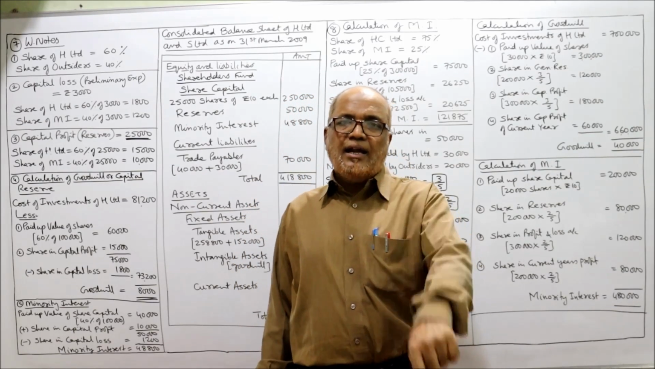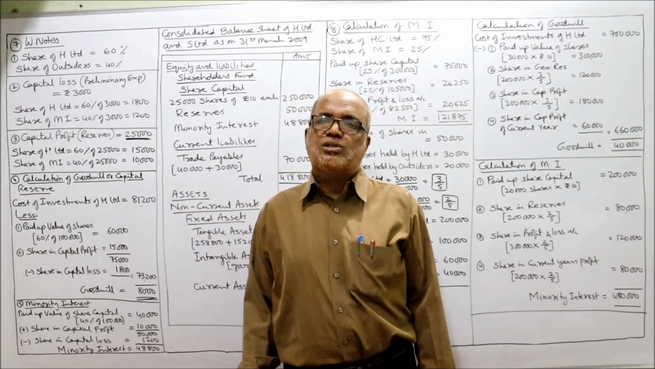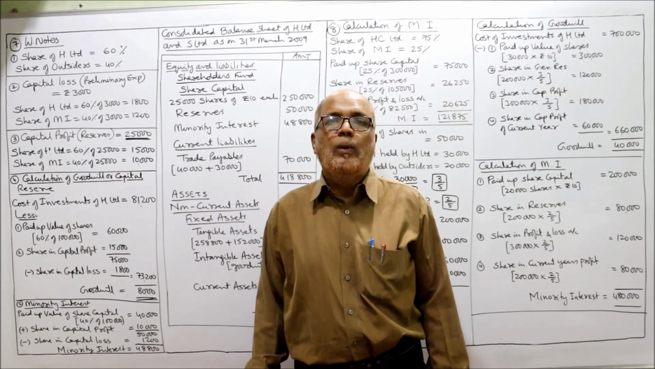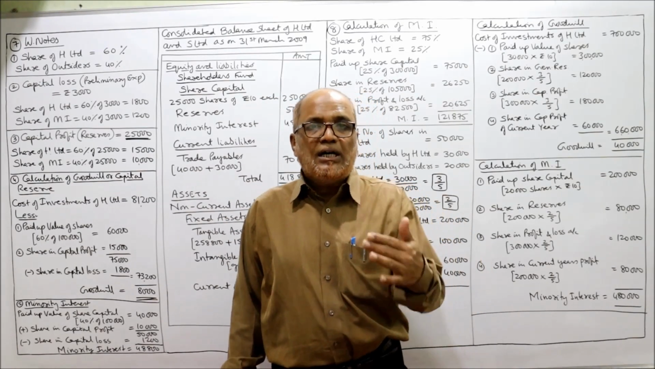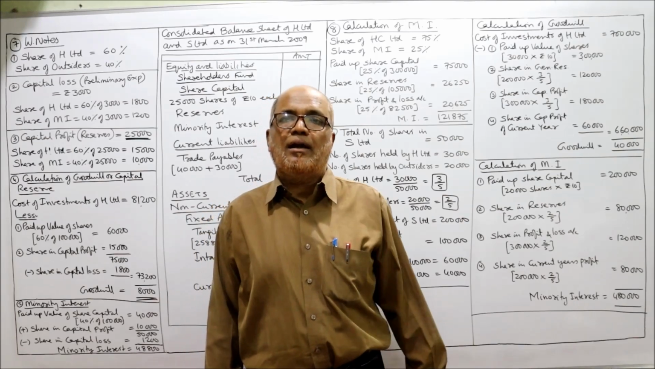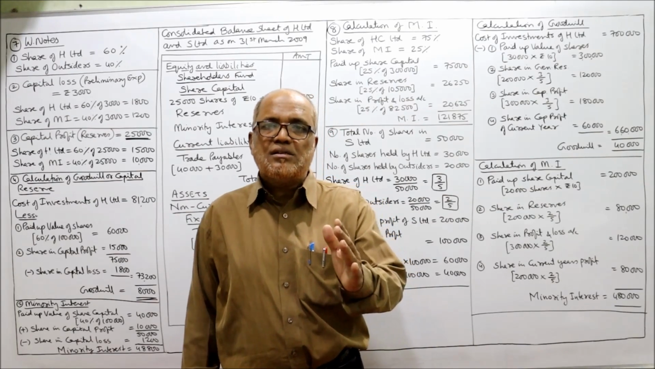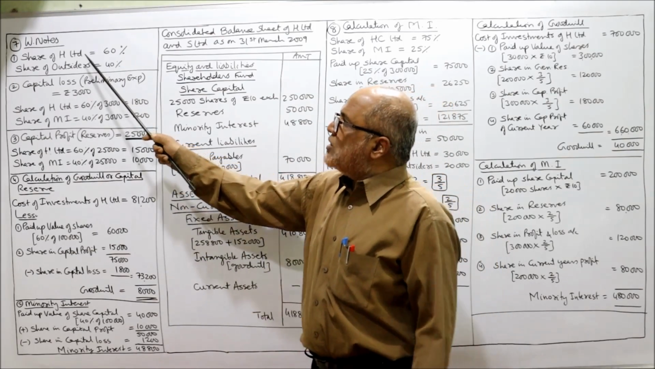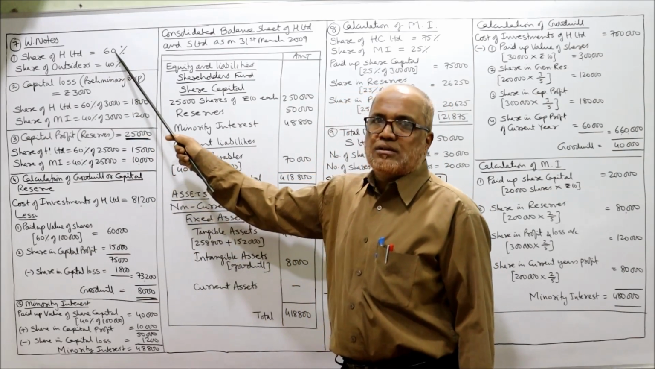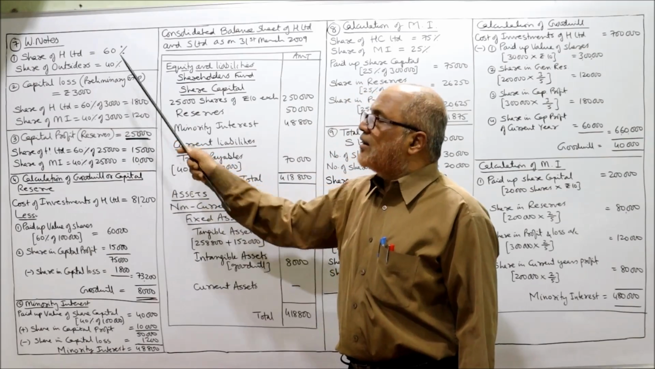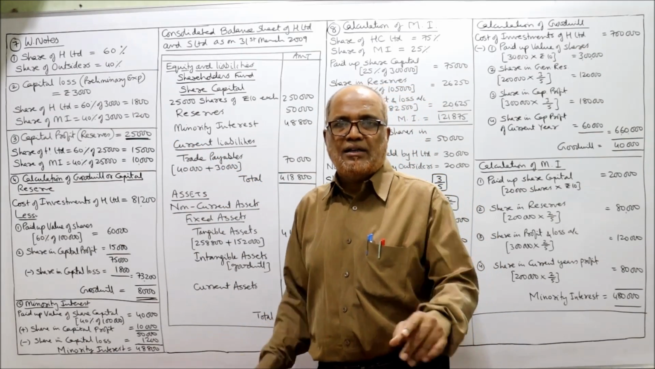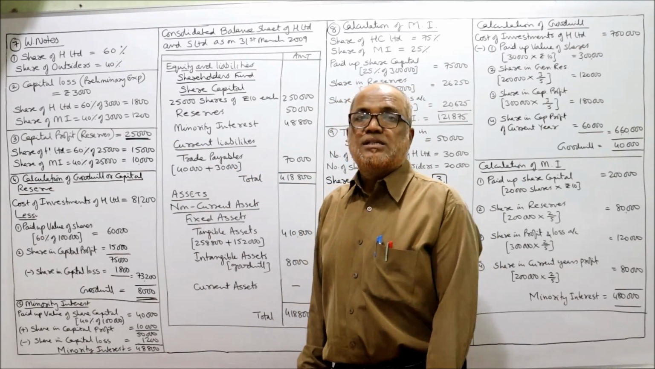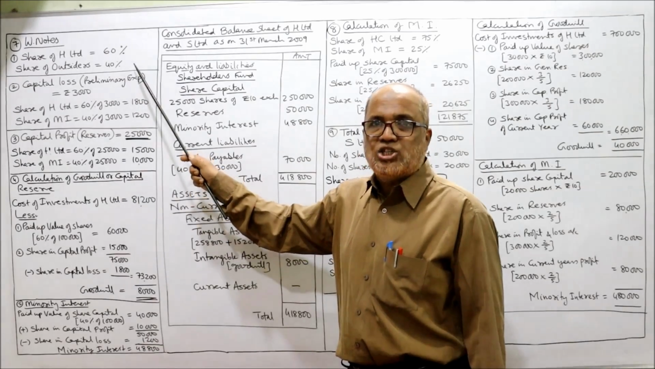So after calculating the capital profit, capital loss, the next step we calculate goodwill or capital reserve. The third step we calculate minority interest. After this, we have to make the consolidated balance sheet. Now see here, shares of H Limited 60% and shares of outsider 40%. First of all, we have to decide. It is given in the problem. 60% shares held by H Limited.